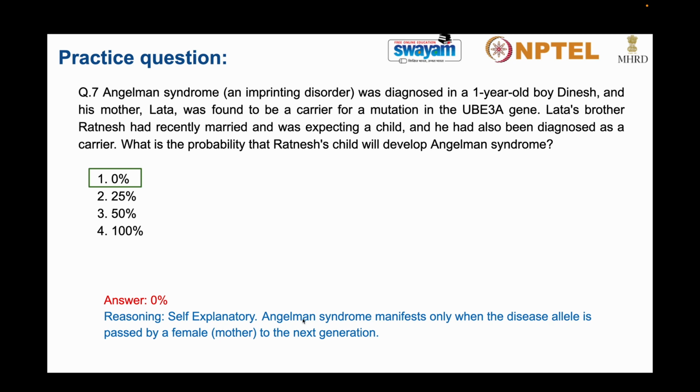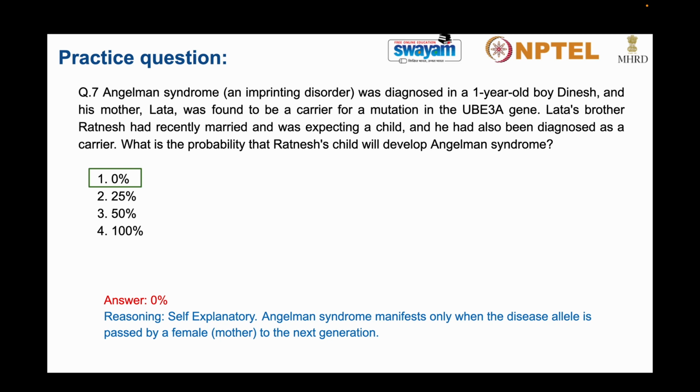One thing you must remember is that in Angelman syndrome, it manifests only when the disease allele is passed by a female, the mother, to the next generation. But keep in mind that it doesn't mean Ratnesh will not pass this. Ratnesh can pass this to their child, and that child will be a carrier. When we say manifests, it means it gets affected and shows phenotypic expression. So it only manifests when passed by the female, but the father can also pass it, and in that case the offspring will only be carriers. They will not manifest the disease. They will not show Angelman syndrome.